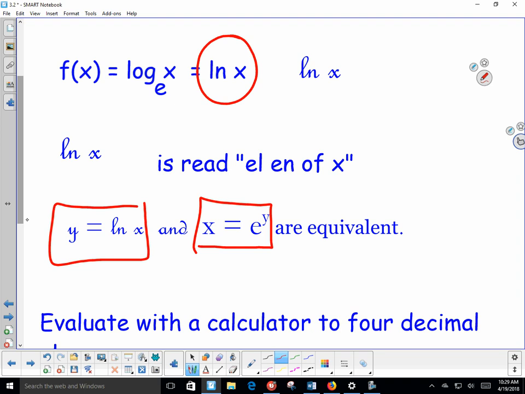Do we not write it with a capital L? I think it's usually written with a lowercase l, like that. I would just do a script ln of x like that.